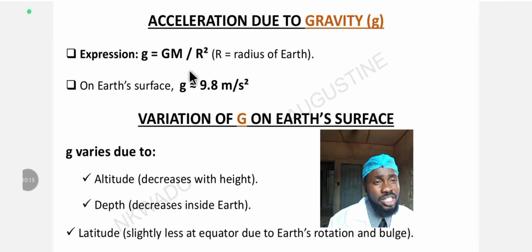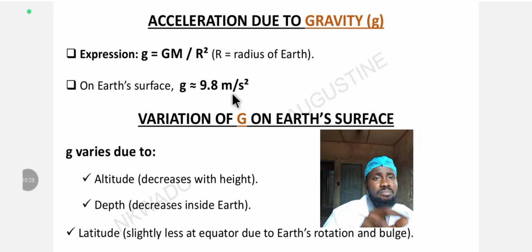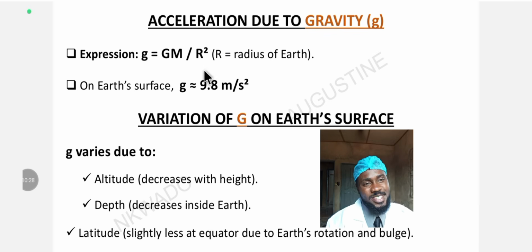As easy as ABCD. On Earth's surface, acceleration due to gravity is 9.8 meters per second squared. This is very common. Almost everybody knows this. Now, variation of the force of gravity on the Earth's surface. Gravity varies due to altitude. That's how far you go.